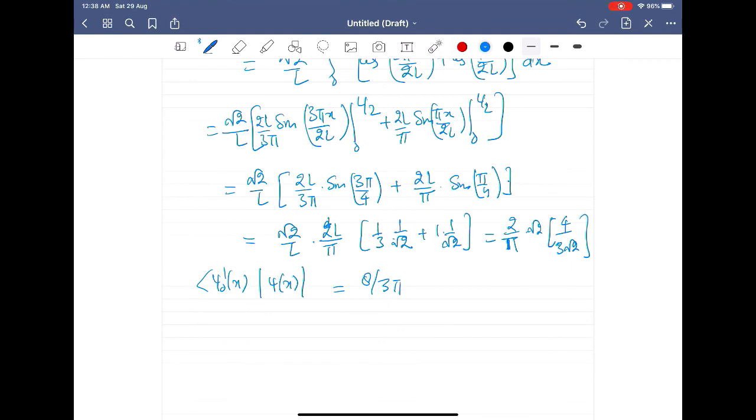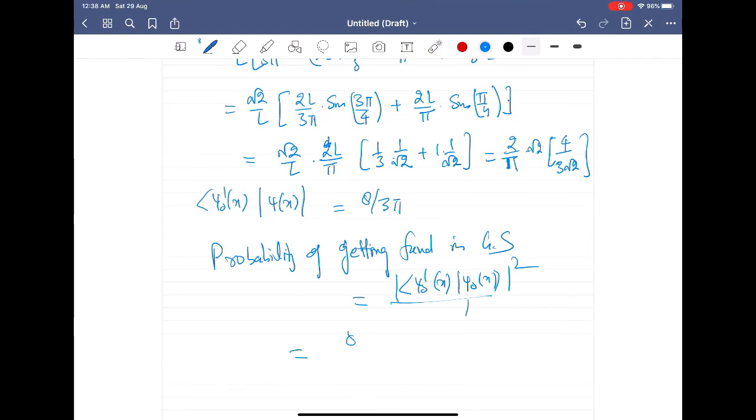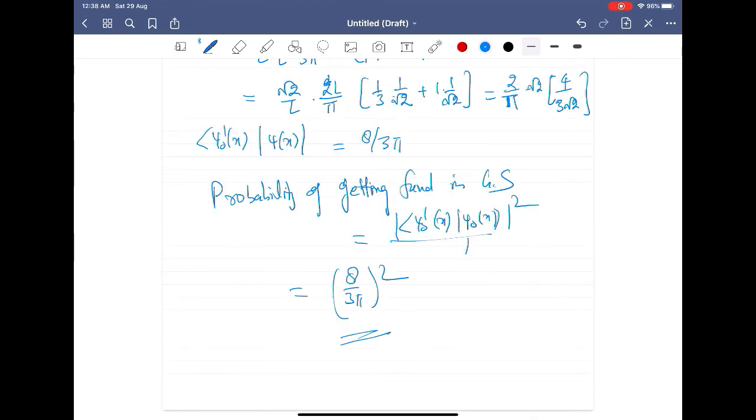I want to find out the probability of the particle being found in the ground state. So that will be the square of this, as we discussed. The square of it turns out to be 8 by 3 pi, squared. This is the right answer.